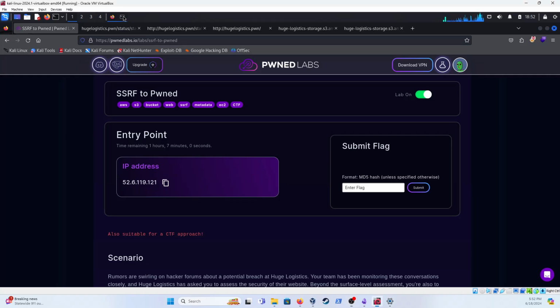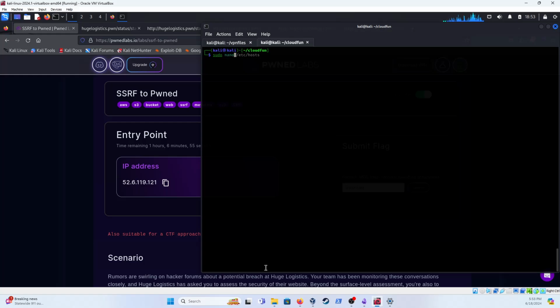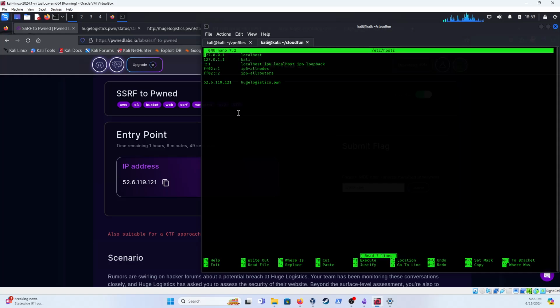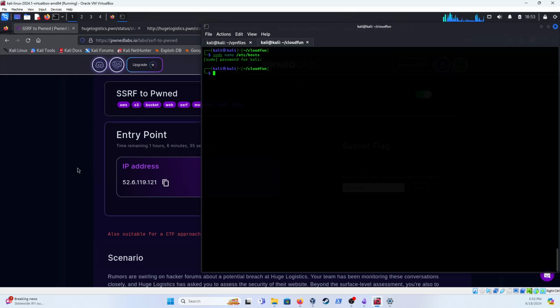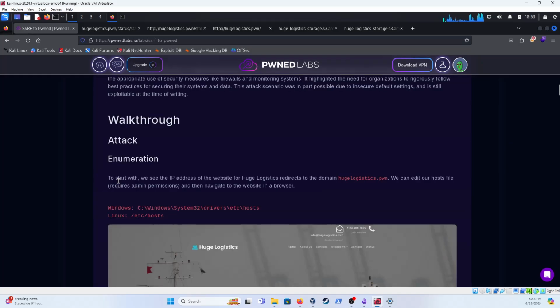So first step in this lab, I'm going to go ahead and do a sudo nano /etc/hosts to just get into our /etc/hosts file on Linux and then put the IP with hugelogistics.pwn. That's where it's getting redirected to. It gives us that information here, and if you try to put this in, it will direct you here. So we just need to put that into our host file. And by the way, here on Windows, the host file is located in Windows System32 drivers /etc/hosts, and of course Linux /etc/hosts.